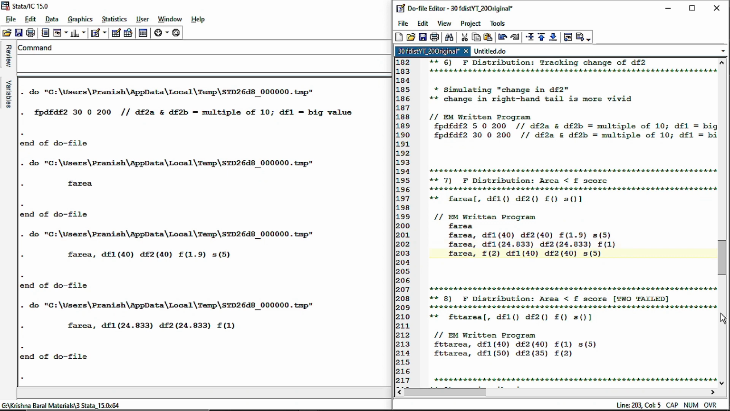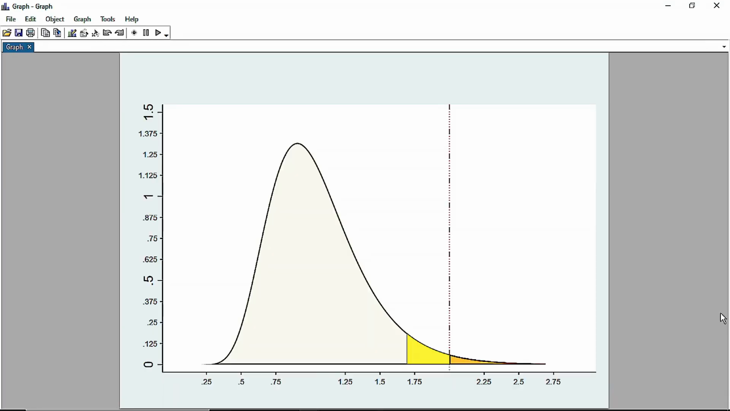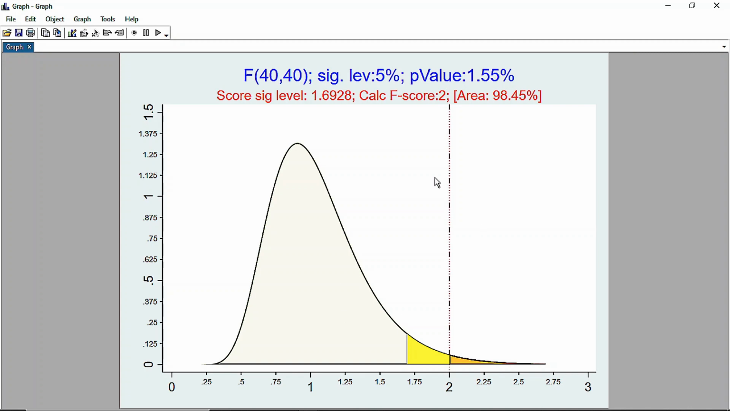Now let us see another example where we have been provided with the degrees of freedom 1 and 2, and our F score is 2 and significance level is 5%. Let us see what kind of graph we get. We get this kind of graph, and our calculated F score is 2 and our tabulated F score is 1.69 for this significance level of 5%, so 1.69 somewhere over here. And by the graph we are clear that we reject the null.